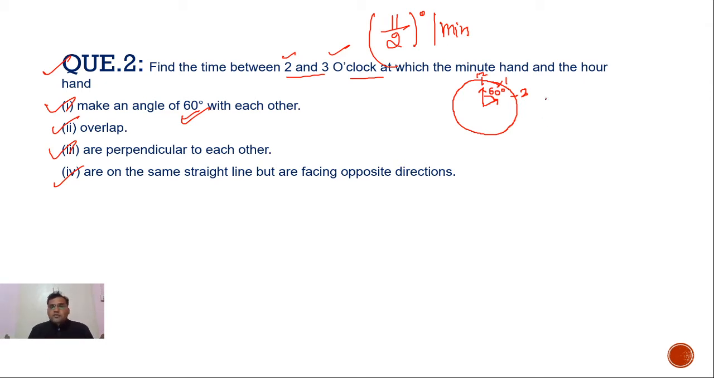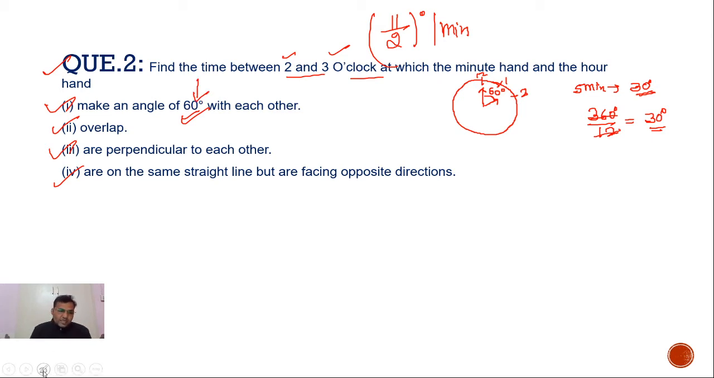Because a 5-minute period in a complete clock is represented by 30 degree. Why is it so? Because the complete angle of 360 degrees is divided equally among all the 12 parts, and therefore every part of 5 minutes is equivalent to 30 degree. Now we are supposed to find out, between 2 and 3 o'clock, not at 2 o'clock, the time at which the angle will be 60 degree.